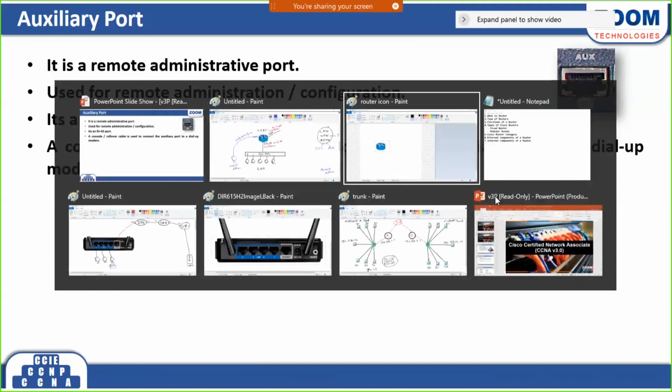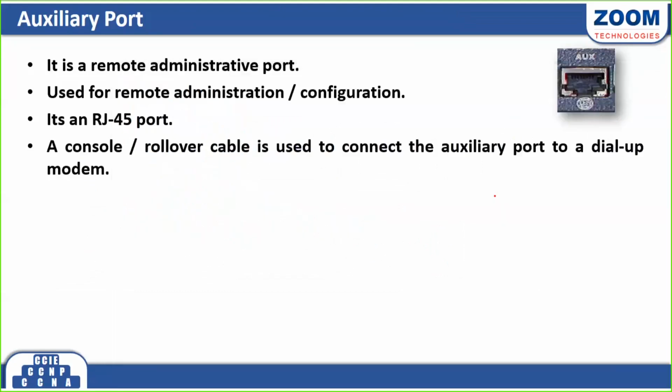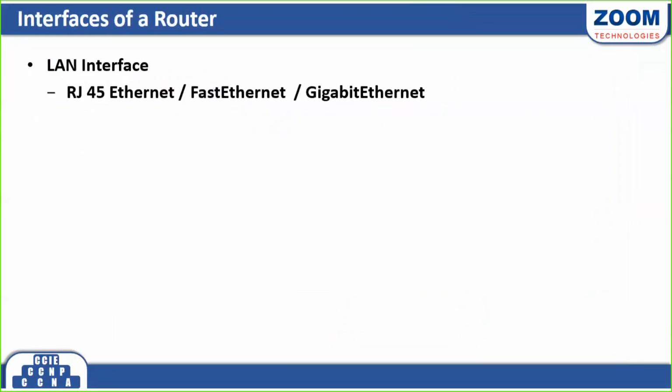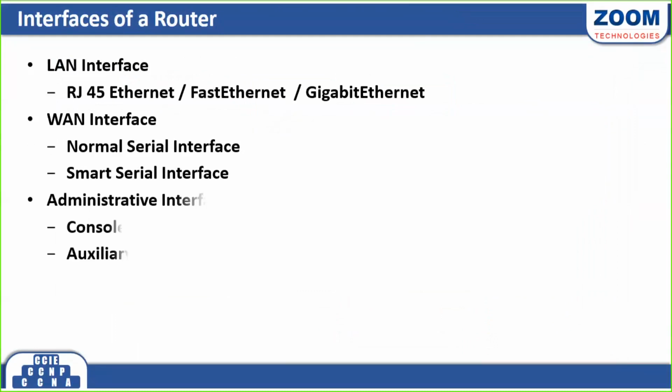Now we'll see the internal components of routers. These all are external components. So finally, what types of interfaces does a router have? LAN interface, WAN interface, admin interface. LAN interface types are RJ45, Ethernet, Fast Ethernet, Gigabit Ethernet. WAN interfaces are normal serial interface and smart serial interface. Administrative interfaces are the console and auxiliary port.